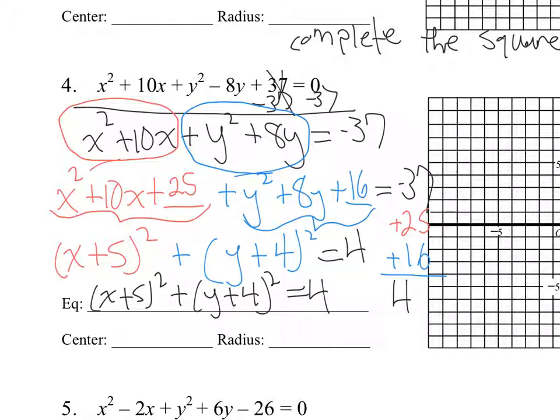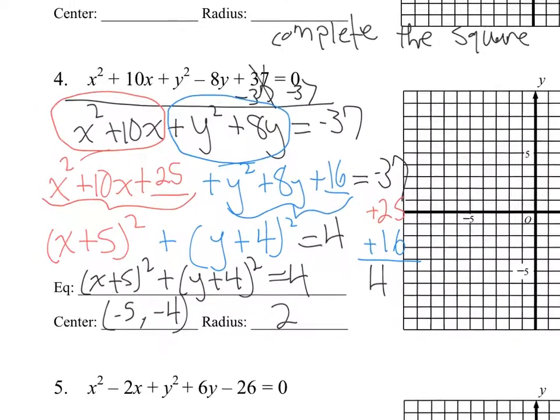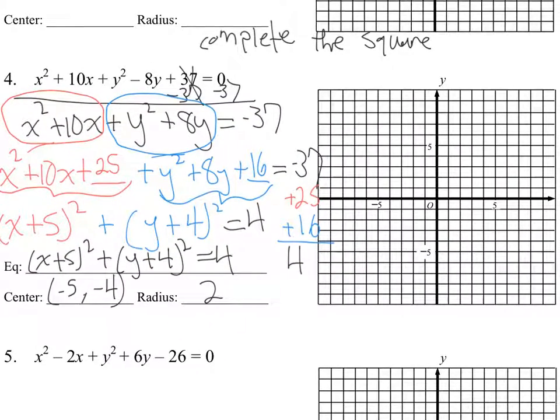Now that we have it in standard form, we know the center. We have our h and k, so that would be (-5, -4). The radius is going to be 2. So when I graph that, the center is at (-5, -4), right there. Your radius is 2, so I count 2 in all directions, and we'll connect. And there's your circle.